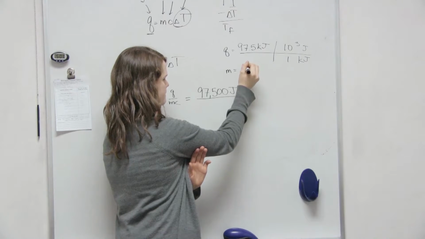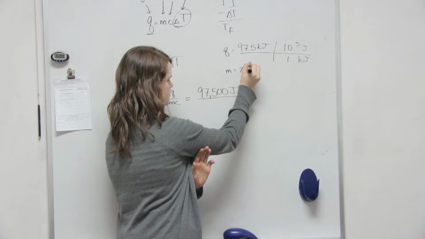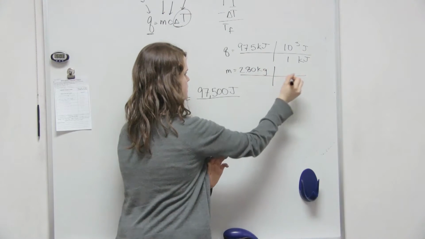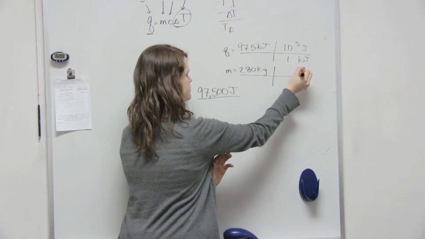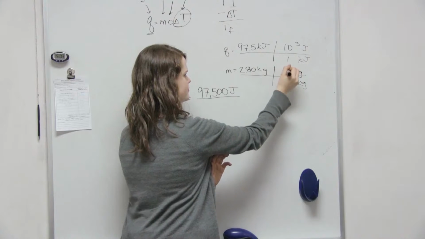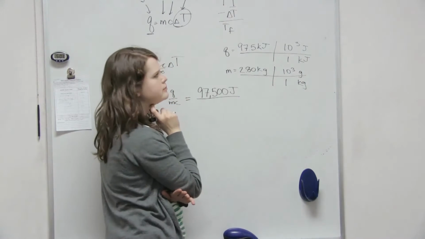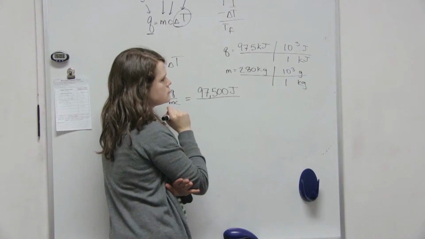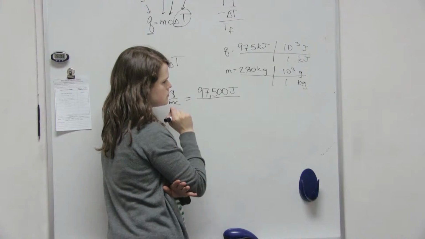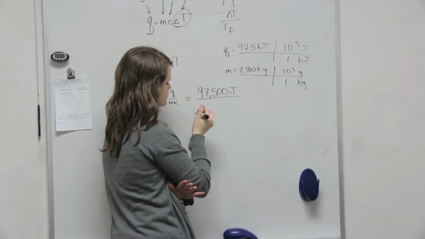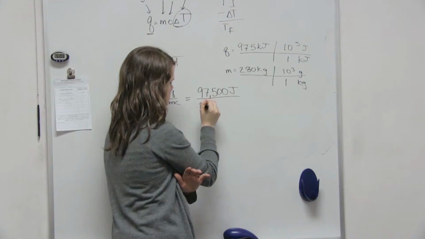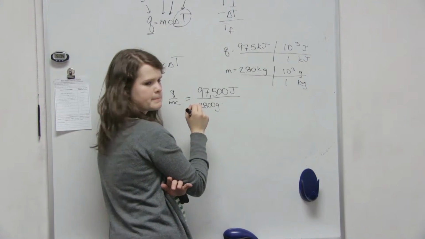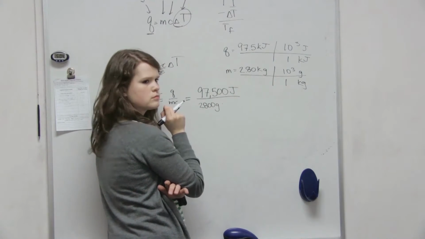So what was the number? 2.80. Picket fence. It's the same, 10 to the third. So we do that as well. 2.80 times 10 to the third is 2,800 grams. Okay, and then times what?